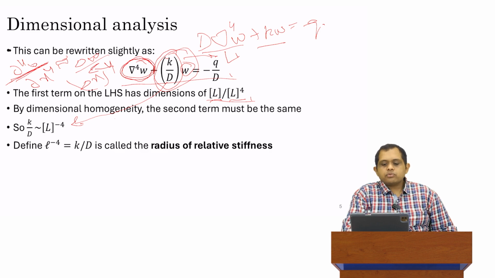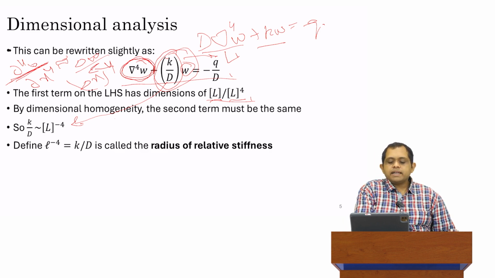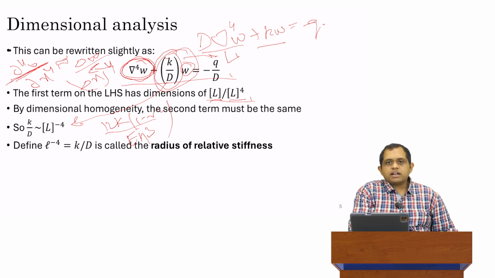Now, you can also verify this. Remember, K divided by D is going to be equal to K divided by E H cube over 12 into 1 minus nu square. You can verify that this K divided by D does have dimensions of length to the power of minus 4. Again, that is necessarily true, and it is correct if you just check out the units. It is true because of dimensional homogeneity.